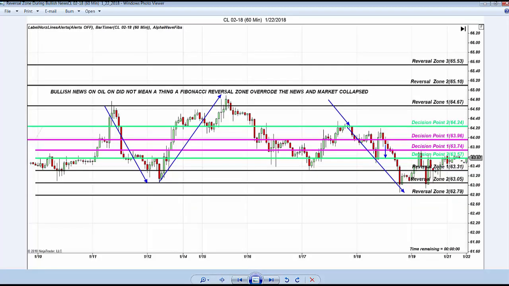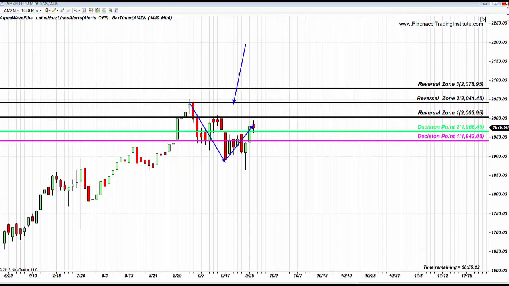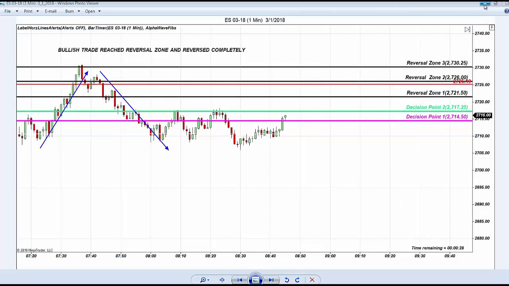Here's a reminder of oil collapsing the entire month of January, despite very bullish news, as price reaches reversal zone at 64. This is the same identical formula across the board on all the instruments you trade. Why not go to the source and master price and master Fibonacci?